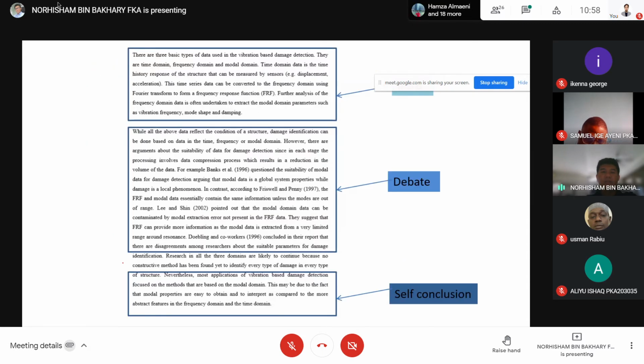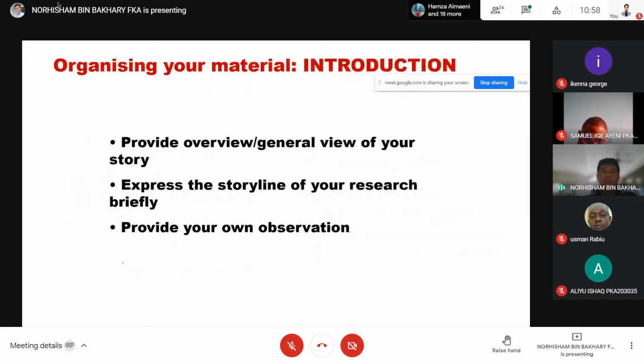So the first thing that you need to do is write the introduction. What do you actually want to tell about your area of study? In this introduction part, you have to provide an overview or general view of your story. You have to tell the reader what you actually want to write about. Then you have to express the storyline of your research briefly, and then provide your own observation.